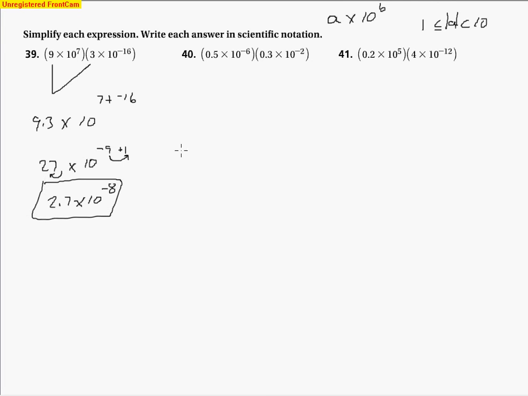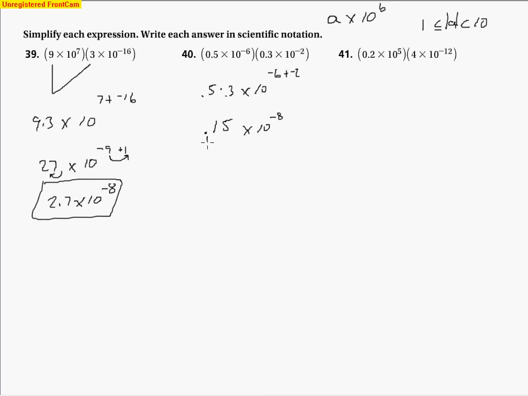Well, let's take a look at the next problem. And it says we have 0.5 and 0.3. So we're going to take those two numbers and multiply those two. And then we're going to add up the exponents, -6 plus -2. So this is going to give me 0.15, so 15, and then move the decimal over 2 spaces, and then times by 10 to the -8th.